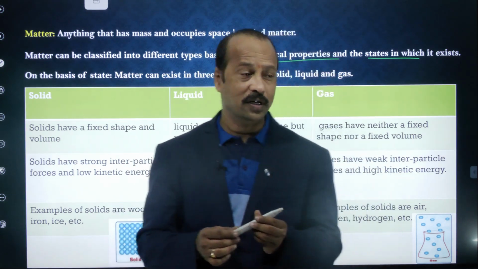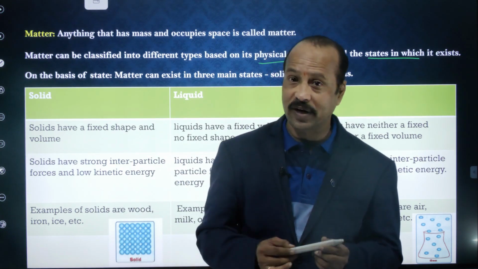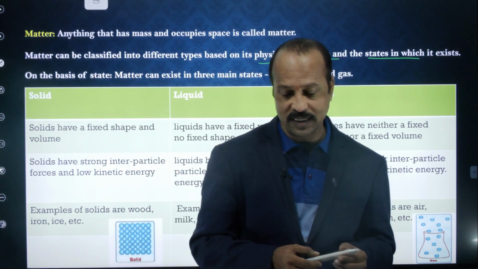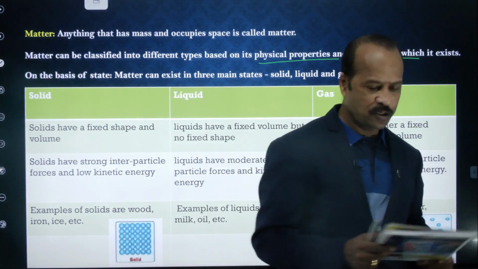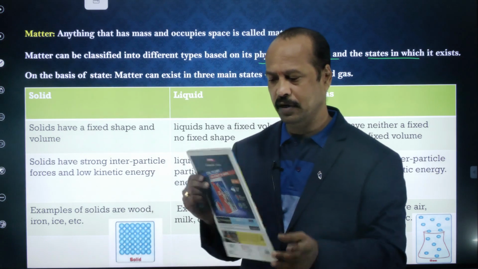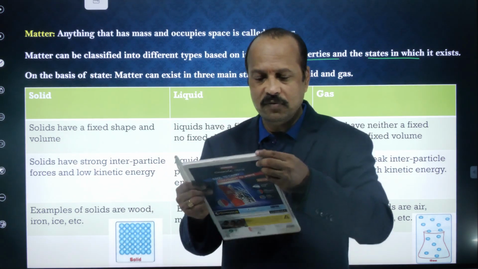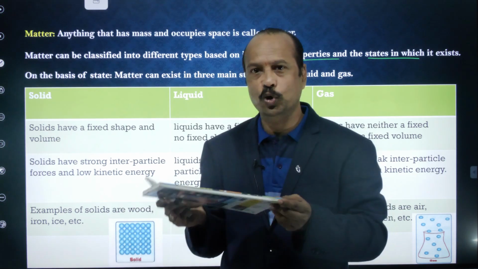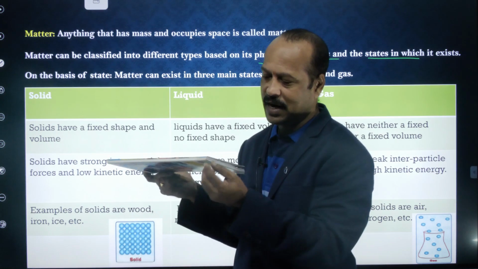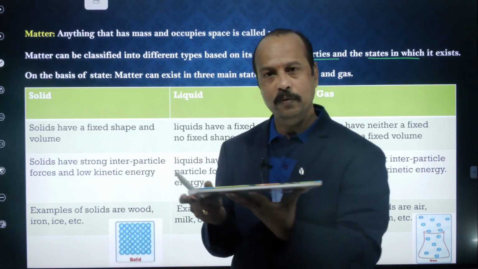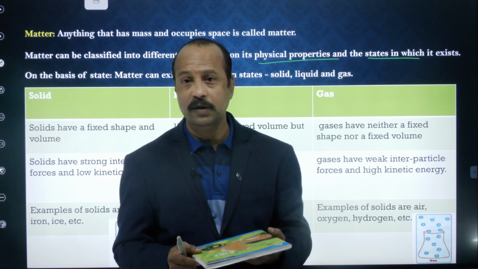Solids are those which have a definite shape and a definite volume. Definite shape means you can see the shape of this one. If you see only this part, it is a rectangle. But taking height into consideration, it is called a cuboid: length, breadth and height. So it has a particular shape, and a particular volume also.